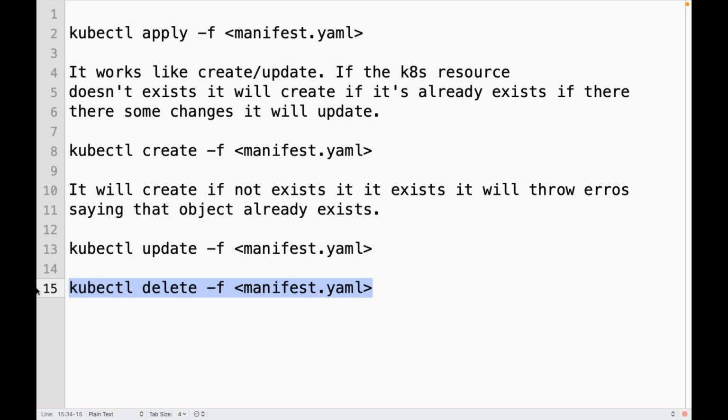Yes. So is everyone clear now? What is kubectl apply, the difference between apply and create? Okay. So this is how it is.